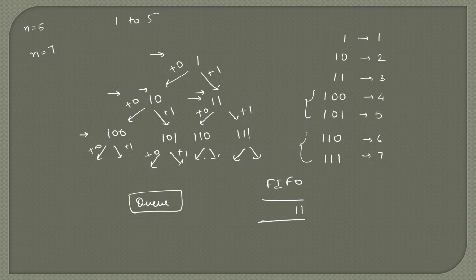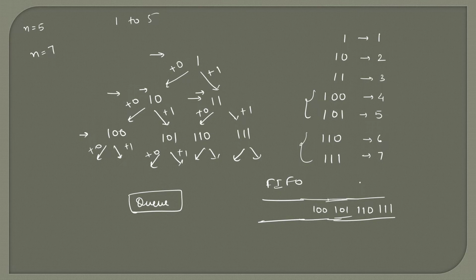We will append 0 and 1, and into the queue we will put 1, 0, 0 first, and then 1, 0, 1. And then in the next iteration we will pull out 1, 1. While pulling out 1, 1, we are actually getting the generated numbers, but for the rest of the numbers, we will append 0, we will get 1, 1, 0 and put it into the queue, we will append 1 to 1, 1, and we will put 1, 1, 1 into the queue. So this chain goes on and the numbers are generated.